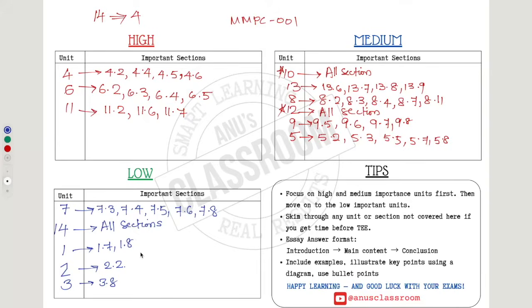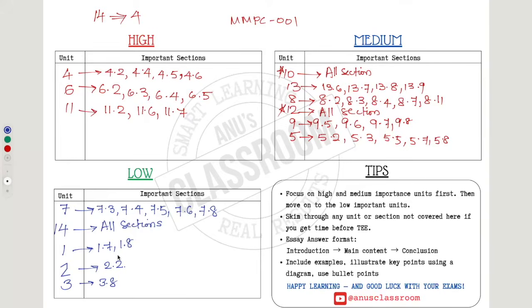But questions have come up from other sections as well. So if possible, have an overall understanding of unit 3, because short answer type questions and others have come up, which will require you to give a summary of the entire unit. So if possible, try to cover all sections of unit 3, but if not, then at least focus on 3.8.